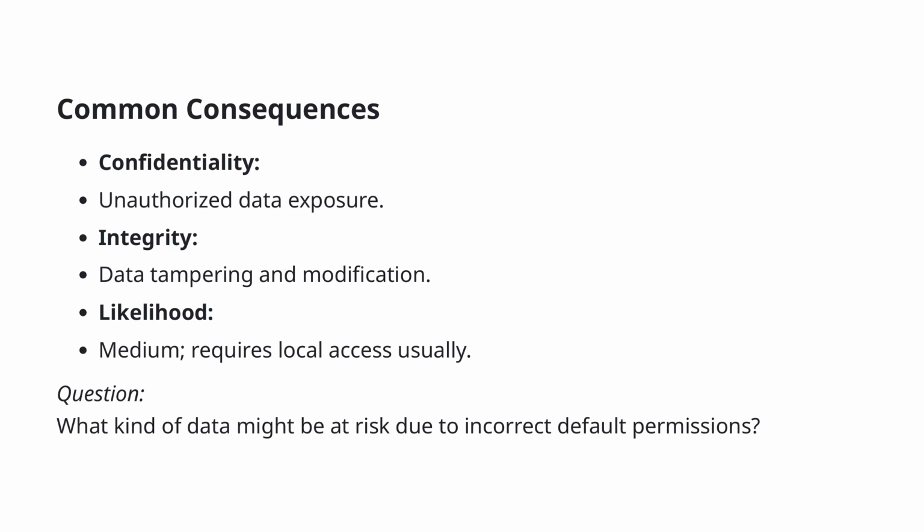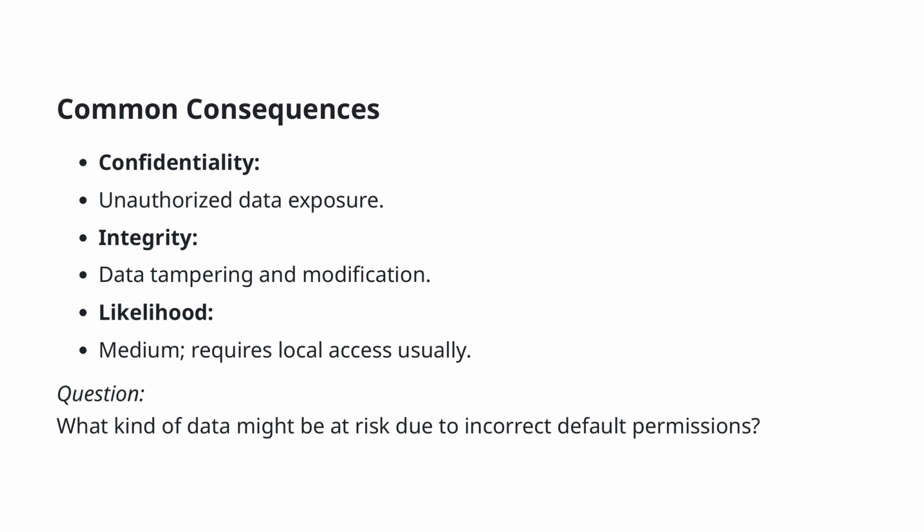On this slide, we're discussing the common consequences of incorrect default permissions on files and directories. Let's break these down. Confidentiality. Incorrect default permissions can lead to unauthorized data exposure. For instance, sensitive information could be accessed by individuals who shouldn't have access, posing a significant security risk. Integrity. There is a risk of data tampering and modification. Unauthorized users might alter files, which can compromise the trustworthiness and accuracy of your data.